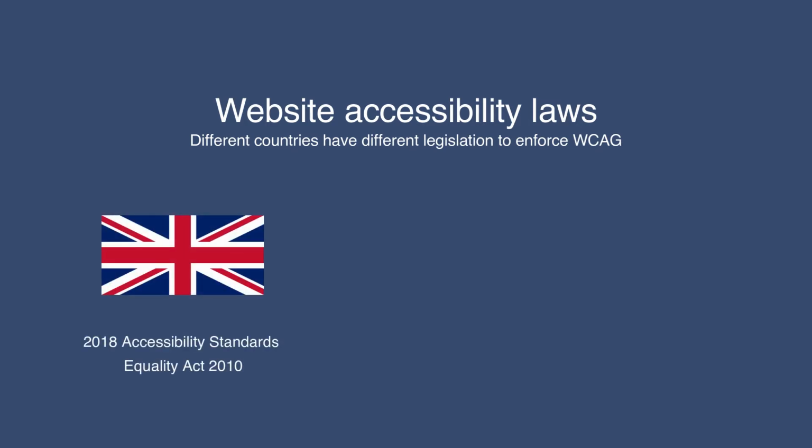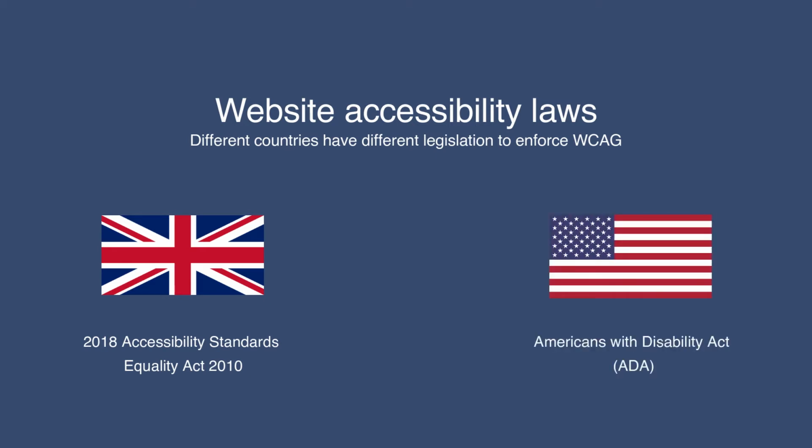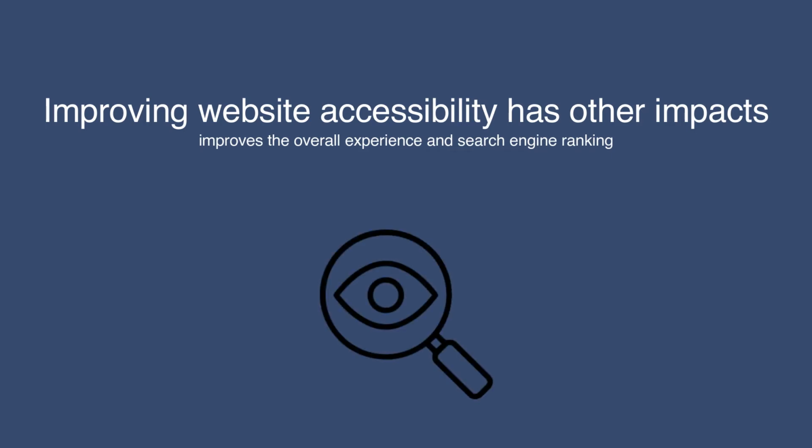Across the globe, different countries have different legislation enforcing the WCAG standards. For example, in the UK, this is the 2018 Accessibility Standards and the Equality Act 2010. In the US, it's the Americans with Disability Act, also known as the ADA law. Some think that accessibility guidelines only improve the experience for those with access needs. However, by improving a website's accessibility, it also positively improves the overall experience of the website and improves search engine ranking.